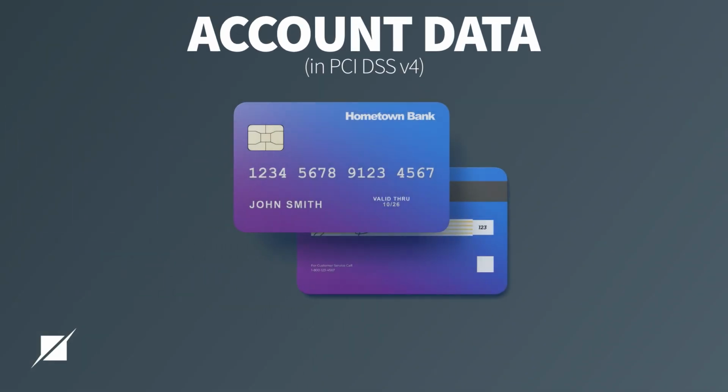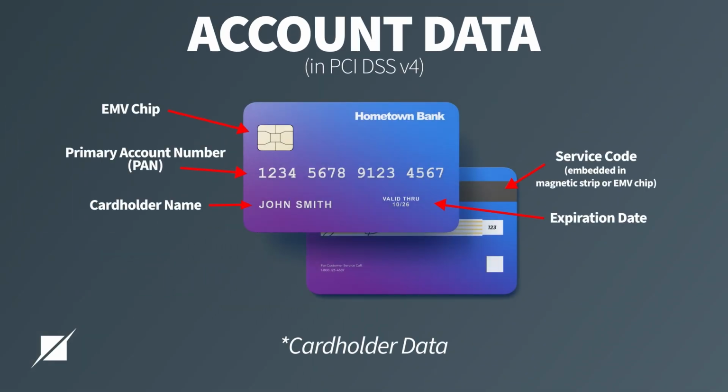Under PCI DSS version 4, we still have the term cardholder data, but they're lumping it under a larger term called account data. And underneath account data, you have two subcategories. The first being cardholder data, what we're familiar with.